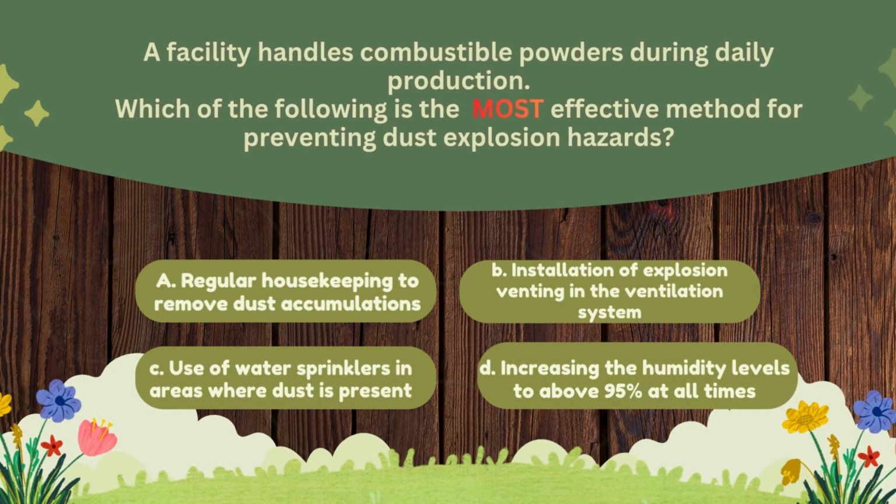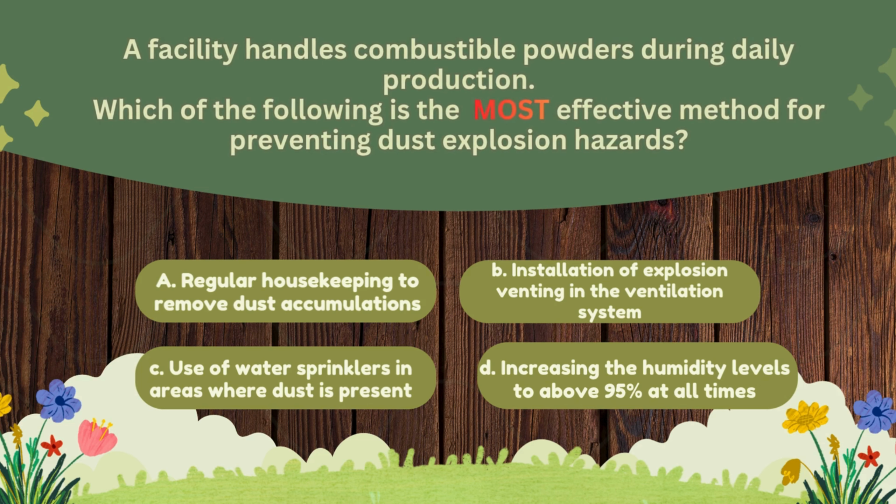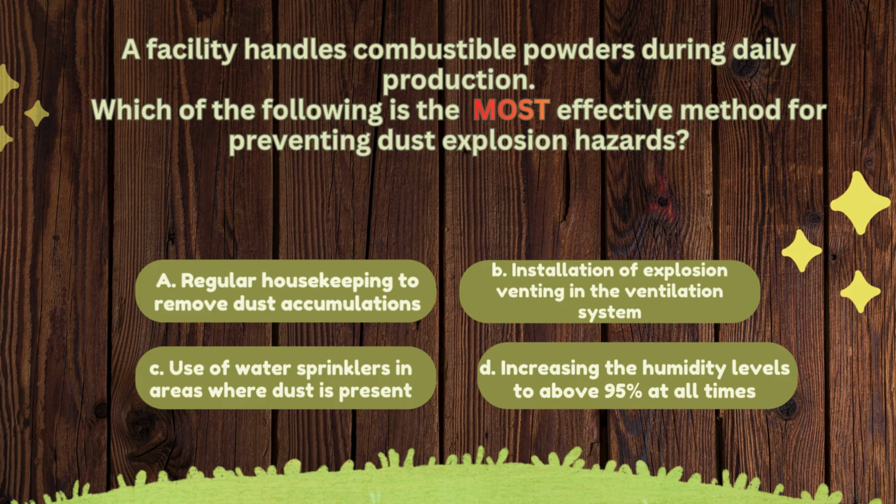A facility handles combustible powders during daily production. Which of the following is the most effective method for preventing dust explosion hazards? Options. A. Regular housekeeping to remove dust accumulations. B. Installation of explosion venting in the ventilation system. C. Use of water sprinklers in areas where dust is present. D. Increasing the humidity levels to above 95% at all times.